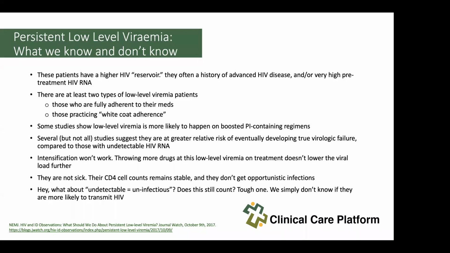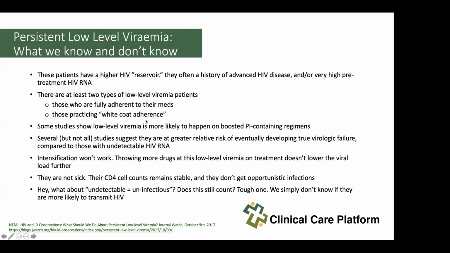So what do we know about this low-level viremia? Number one, the theory is that we believe these patients have a very high storage. This is what we call HIV reservoirs. This is HIV that stays replicating slowly in our lymph nodes, the spleen, your gut, in children the thymus, sometimes in the brain and so on. These reservoirs sometimes release this virus into the blood, and then it becomes detectable, even if patients are taking ARVs at that point in time.